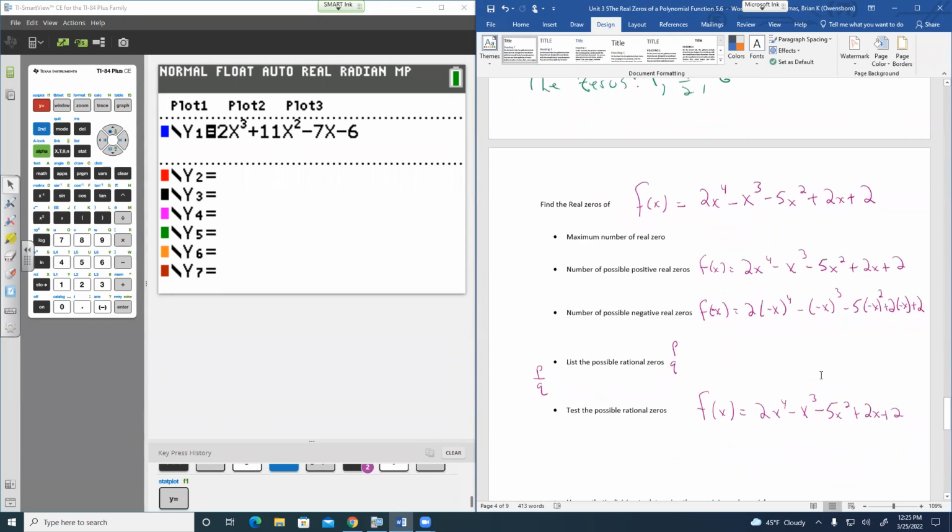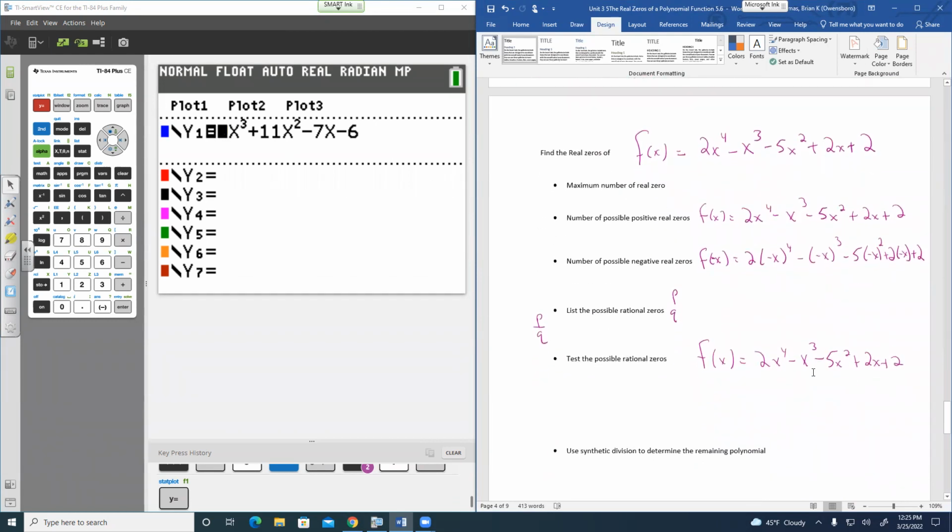So let's see if we can walk through another one of these examples. Find the real zeros of 2x to the 4th minus x cubed minus 5x squared plus 2x plus 2. So for the maximum number of real zeros, notice how the degree is 4. We know there's 4 possible. Using Descartes' rule of signs, for the number of possible real zeros, we just count the sign changes in the original function. So it's positive, negative, that's a change.